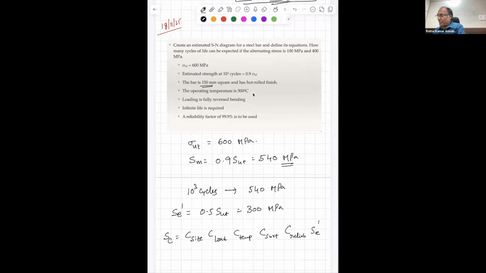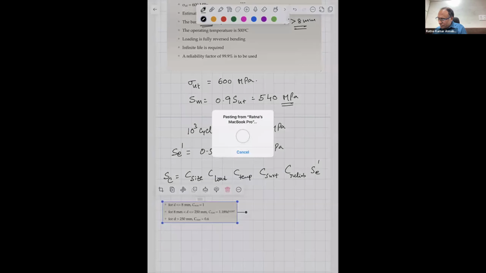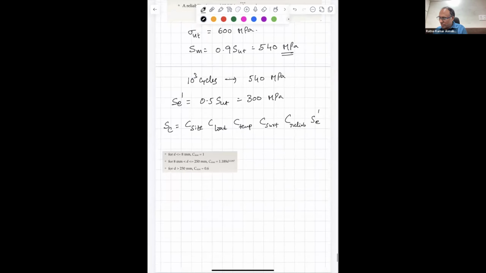The bar is 150 mm. That means the diameter is greater than 8 mm, isn't it? So, because it is greater than 8 mm, unfortunately, it is circular. I didn't have to do anything much. So, this is the condition for C size. So, what should I write?